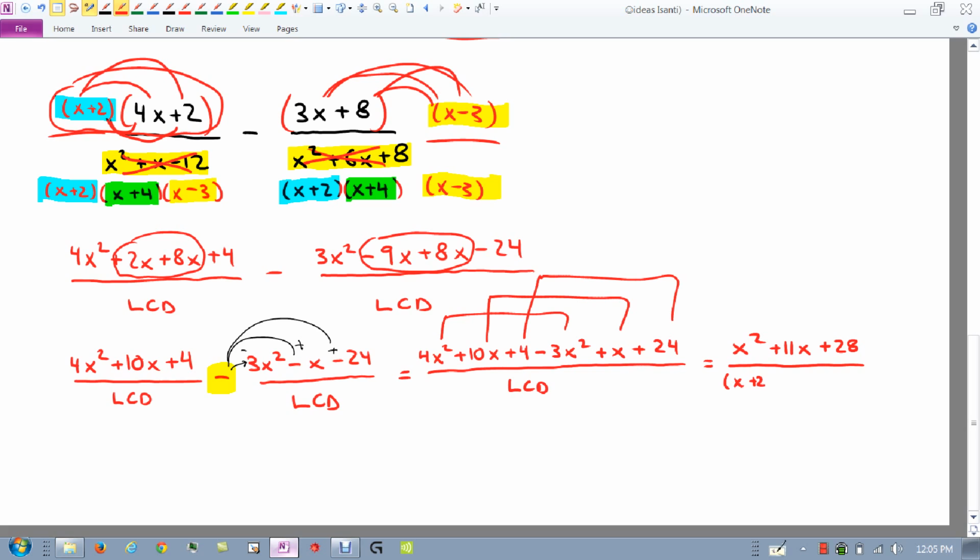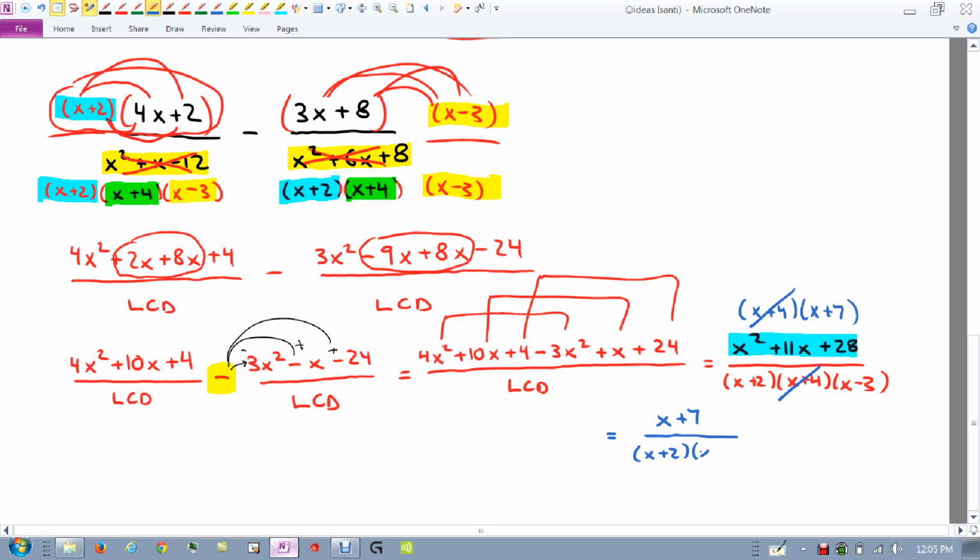It was x plus 2, x plus 4, x minus 3. And then, this kind of sucks, but that is 3 terms AC method, and it factors. It actually turns into x plus 4, x plus 7. And then what you see happens is these cancel. So what we get, final answer, we have x plus 7 left on top, and we have those two things on the bottom, x plus 2, x minus 3.